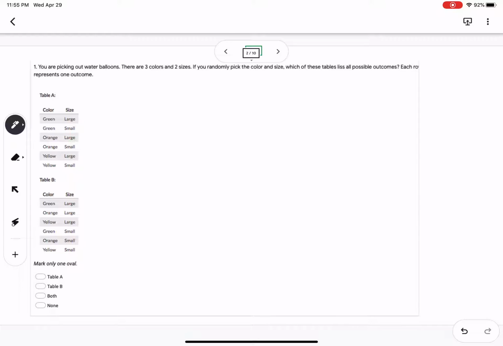So again, we've got 3 colors and 2 sizes. So let's just go ahead and list all of our different options over on the side. It looks like the colors they used are green, orange, and yellow. We got green, orange, and yellow for table B as well. So those are the colors. And then the sizes they used are large and small for both of them. So that means each color shirt could be 2 different sizes.